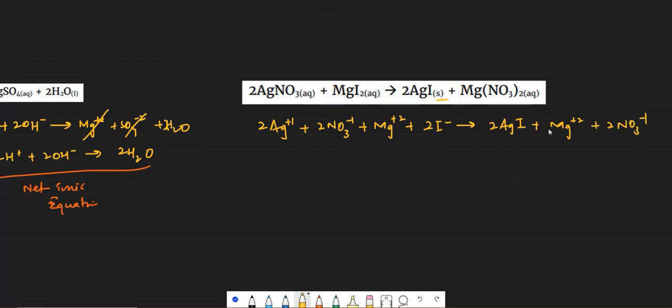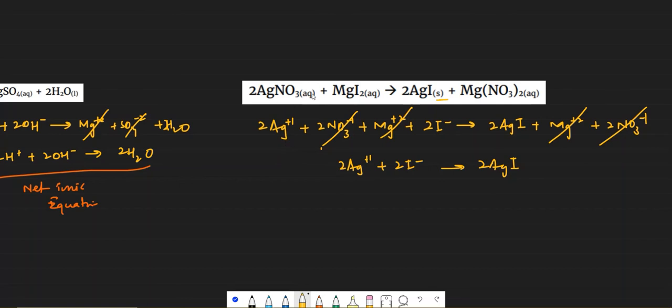Okay, now cancel the spectator ions: magnesium got cancelled, nitrates got cancelled. So you are left with 2 Ag+ plus 2 I- forms 2 AgI. That will be your ionic equation. Don't forget to write the state symbols over here.